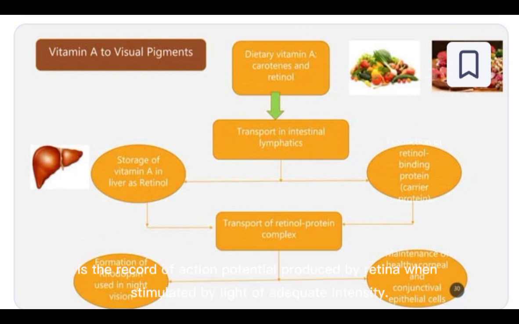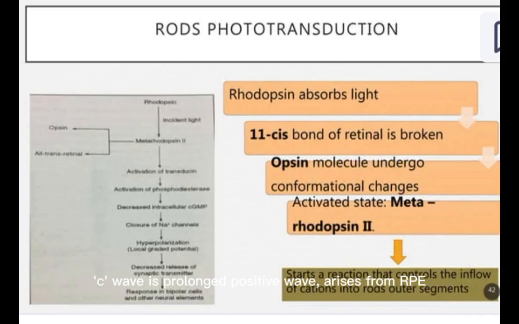Electroretinogram is the record of action potential produced by retina when stimulated by light of adequate intensity. C wave is a prolonged positive wave, arises from RPE. B wave is a positive wave, arises from Muller cells. A wave is a negative wave, arises from photoreceptors.